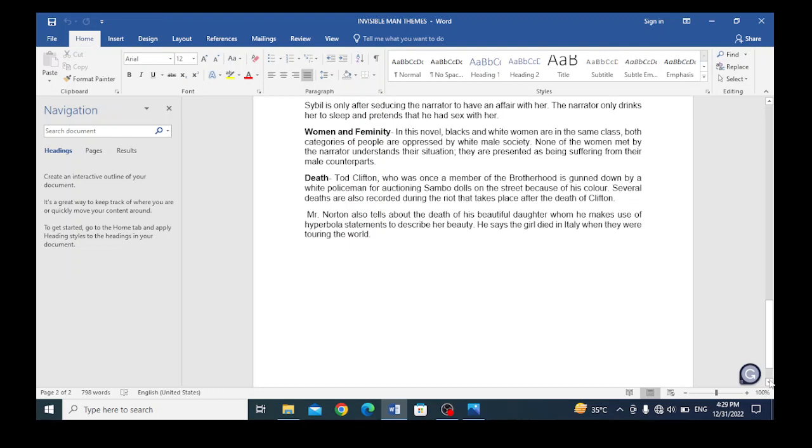So these are the identified themes in Invisible Man, written by Ralph Ellison.